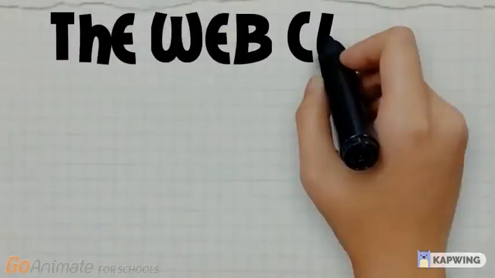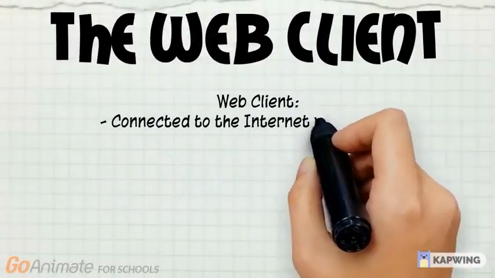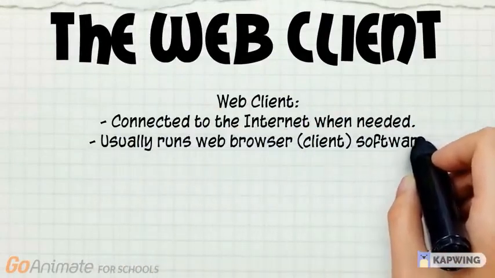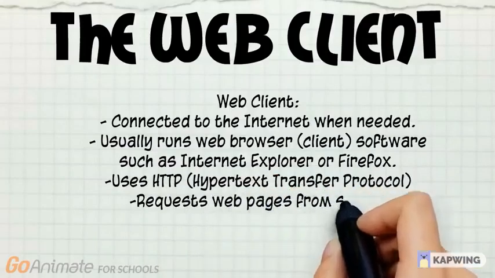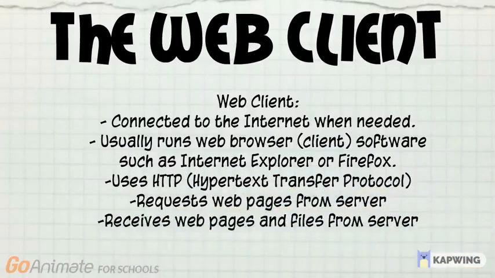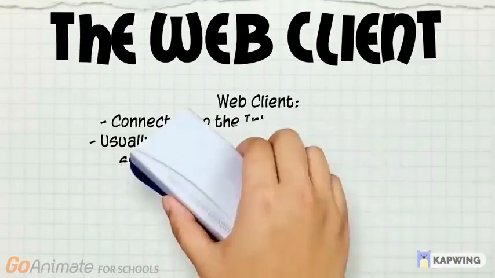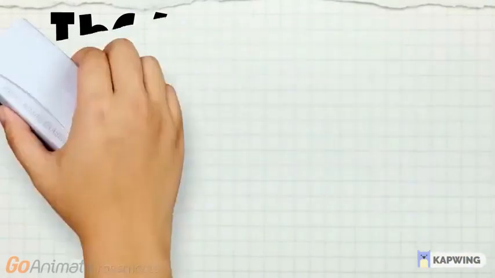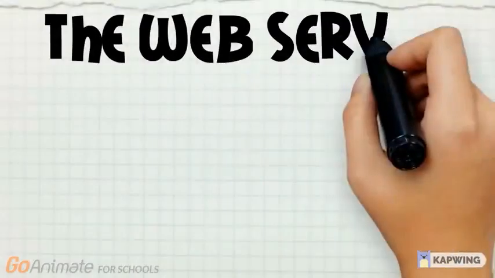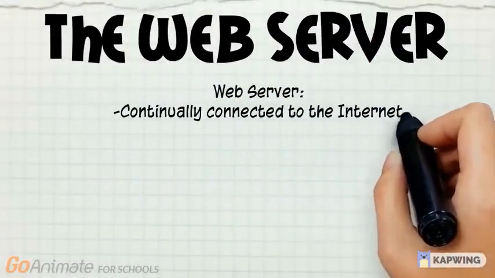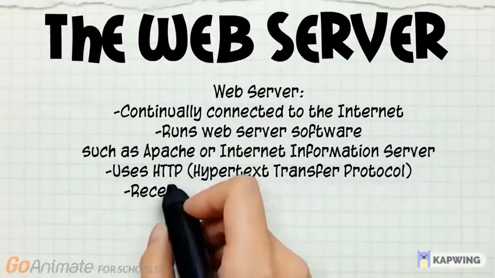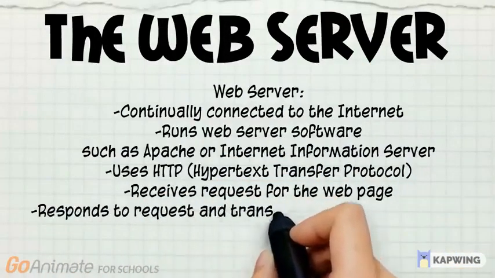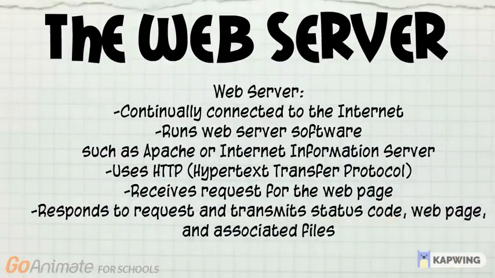A web client is connected to the Internet. It usually runs web browser client software, such as Internet Explorer or Firefox. It uses HTTP, Hypertext Transfer Protocol. A web server is continually connected to the Internet. It runs web server software, such as Apache or Internet Information Server. It also uses HTTP, Hypertext Transfer Protocol.